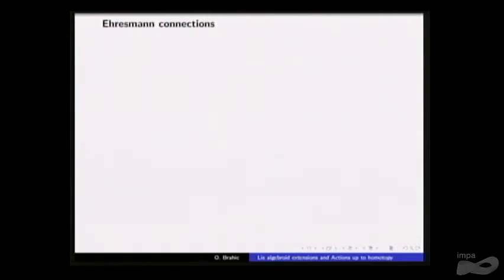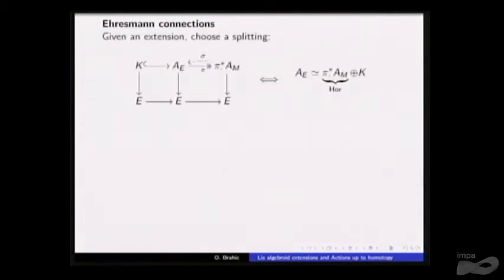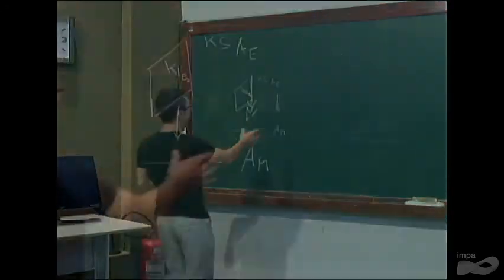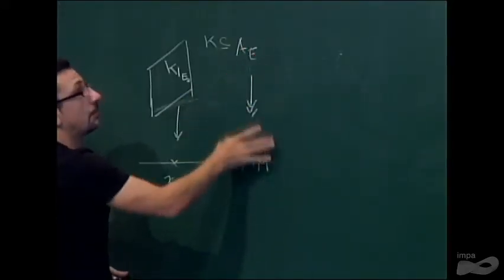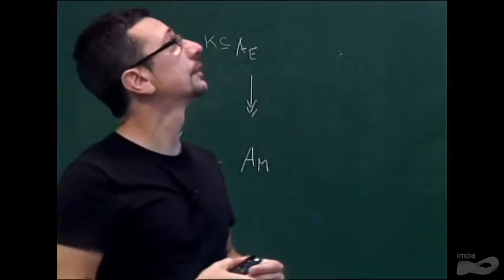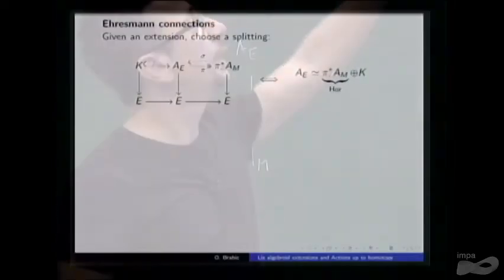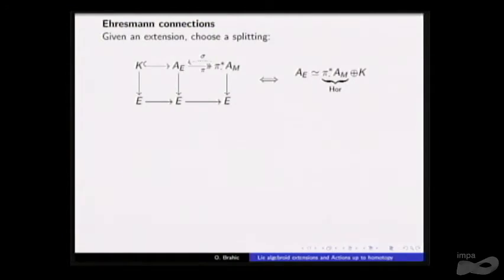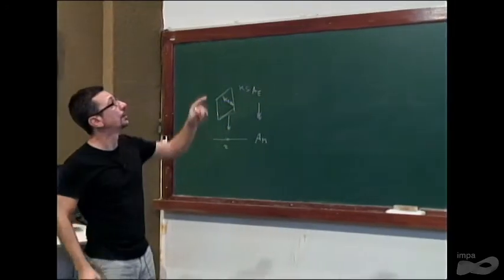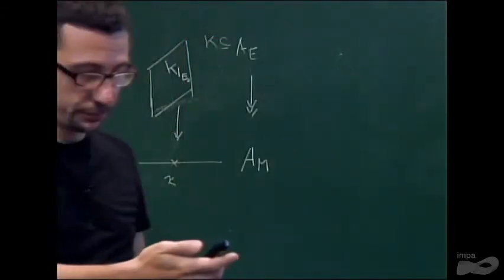Now I have to talk a little bit about Ehresmann connections in that setting. So what is an Ehresmann connection? So I'm choosing an extension A_E over A_M. So usually I'm just taking A_E over A_M and say here I have the kernel. Now somehow you want to split this sequence, okay? But because you're working over different bases, what you can do is you take the pullback by the base map from E to M of A_M.